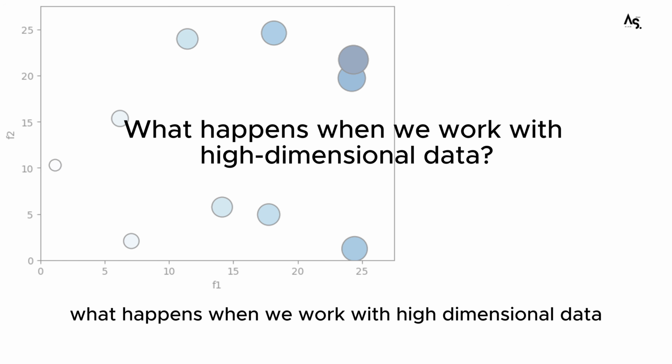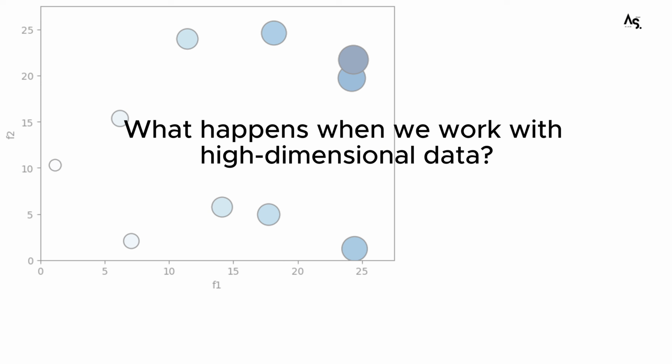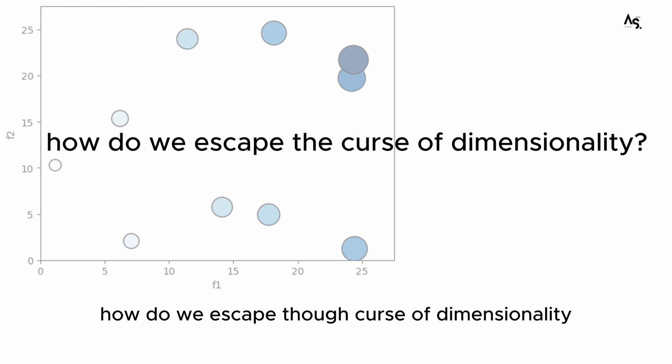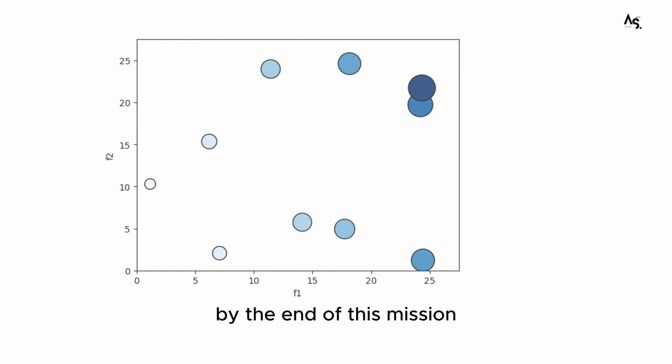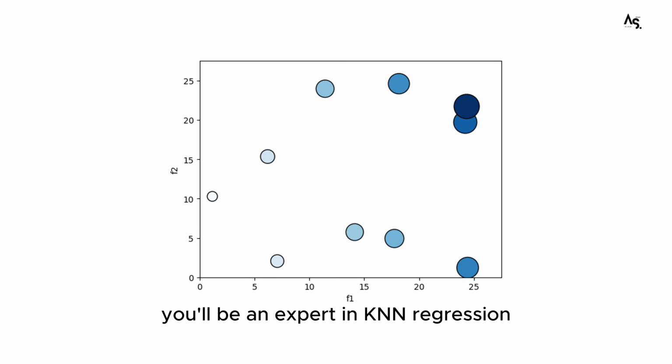What happens when we work with high-dimensional data? And most importantly, how do we escape the curse of dimensionality? Spoiler alert, it's not magic, but it feels like it. By the end of this mission, you'll be an expert in KNN regression, knowing how to use it and when to avoid it. Alright, detectives, imagine we have a crime scene.